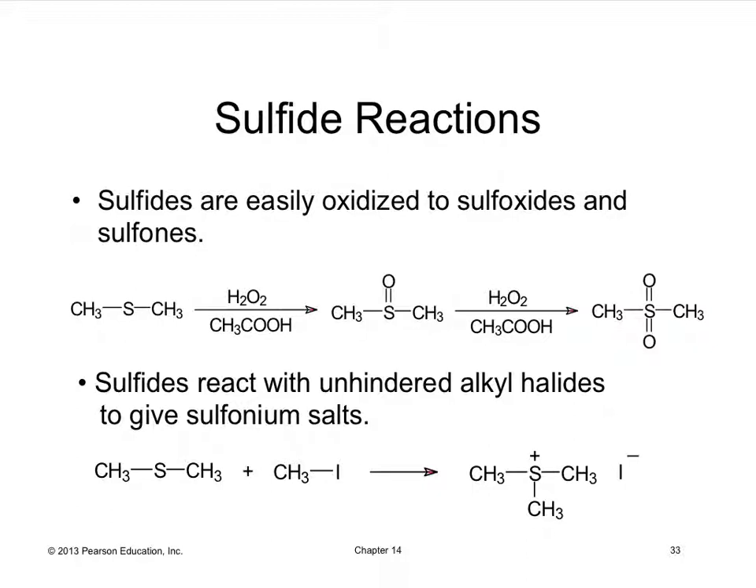Sulfides react with unhindered alkyl halides to give what are called sulfonium salts. So in the presence of dimethyl sulfide and methyl iodide, you'll have a nucleophilic attack in which electrons, right, here's your sulfur, electrons attack, kick off to form the sulfonium salt shown here.